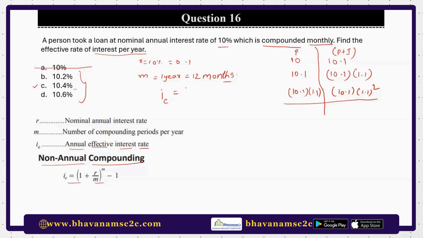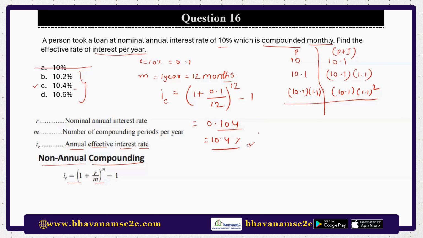The annual effective interest rate, where the R value is 0.1 and the M value should be 12. It is not 1 year, it should be in months. M is equal to the number of compounding periods per year. It's going to compound monthly, and hence it is 12. If you calculate, you may get the value as 0.104, which is 10.4%.